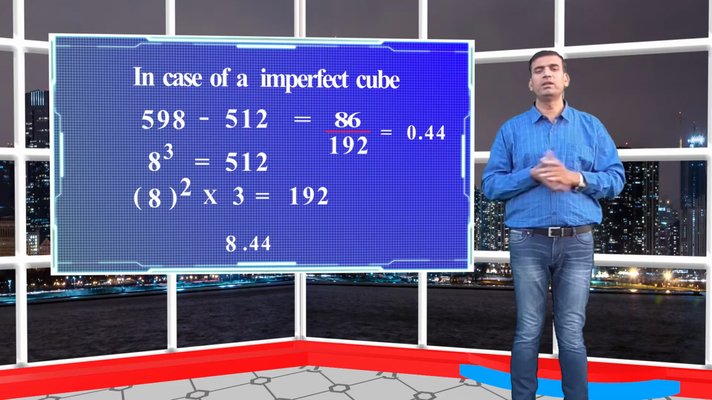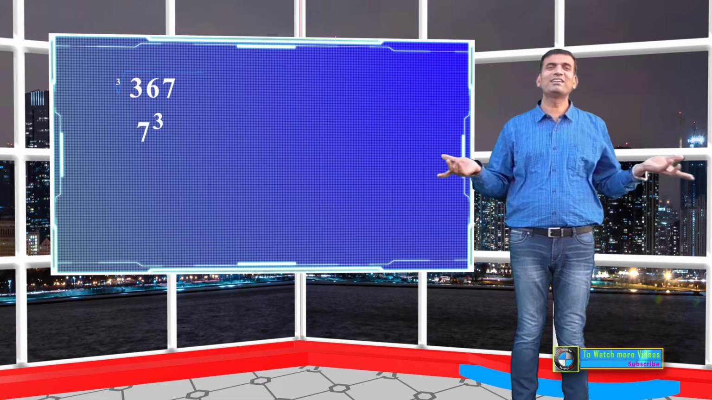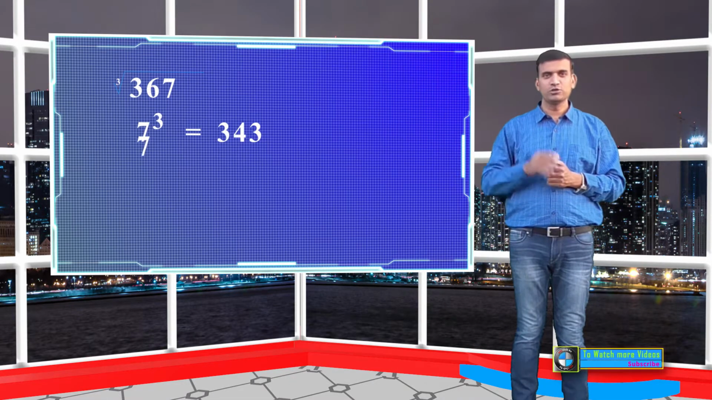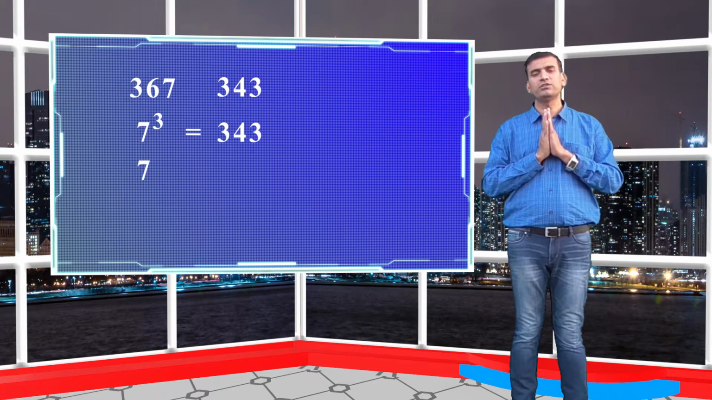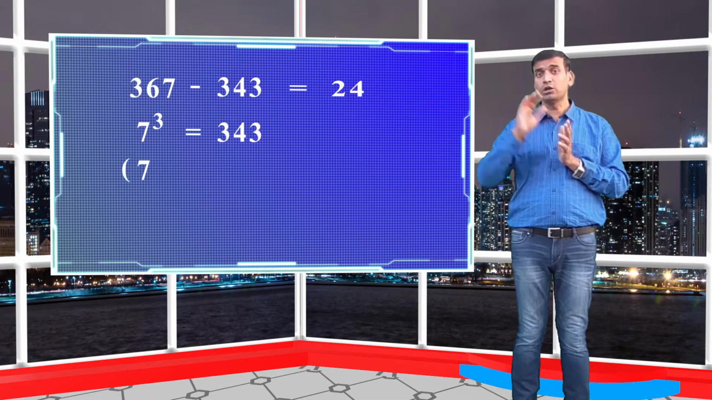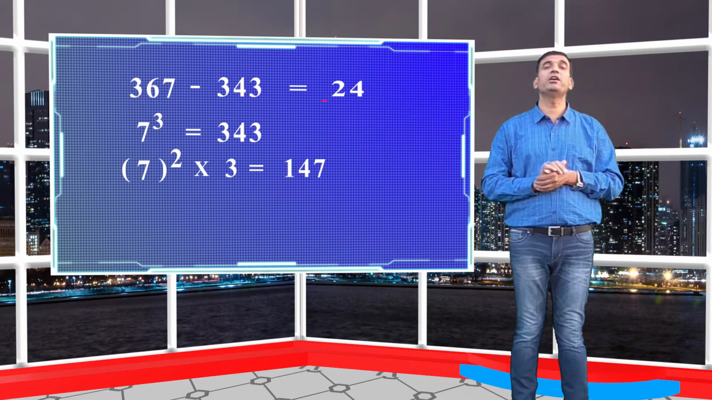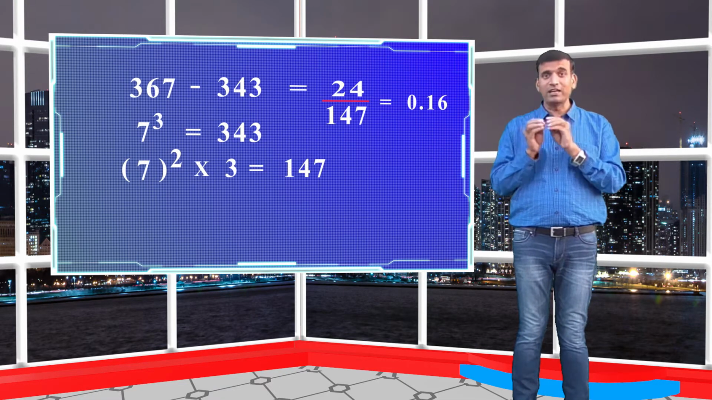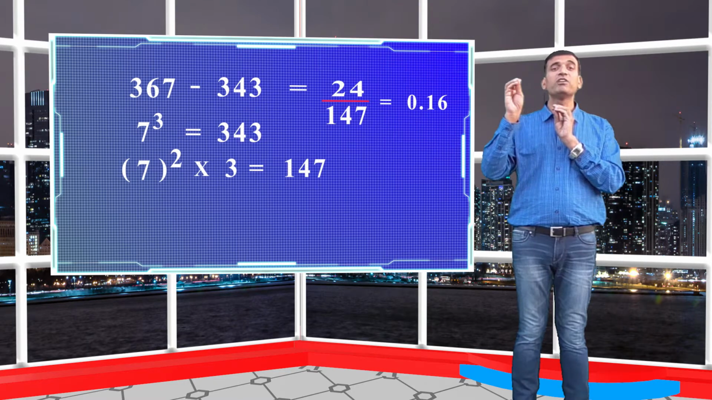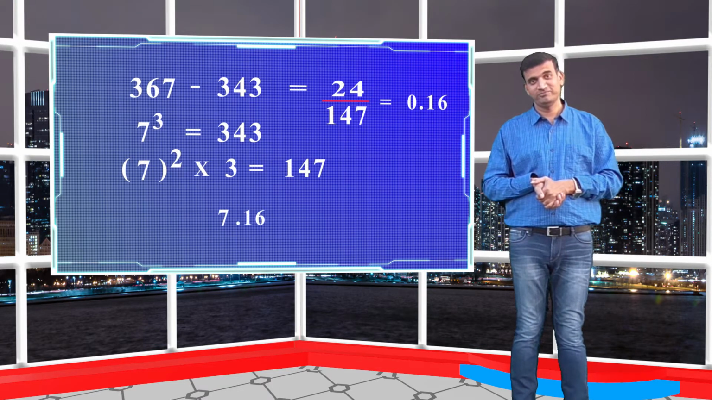For the last example, let us suppose 367. We know that 7 cubed is 343. So it is 7 point something. Find the gap: 367 less 343 is 24. Now 24 divided by 7 squared times 3. 7 squared is 49, and 49 times 3. Whatever the value is, here the value is 0.16. So the result is 7.16. Clear? So this is the way to find the cube root.